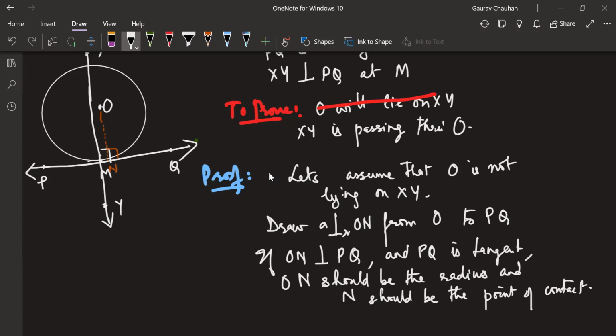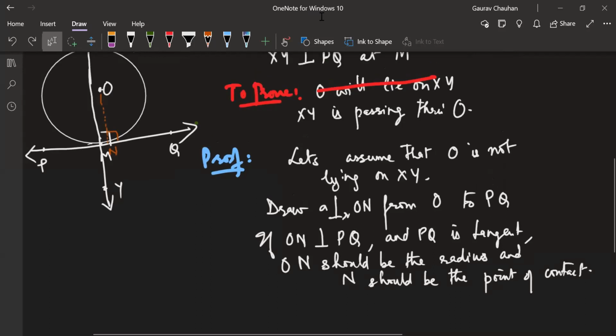Are we getting this? It cannot be something else. This perpendicular should be the radius and N should be the point of contact, which means basically N and M have the same points. I'm not sure if I explained properly. How are you guys feeling about this? Anyone else? Riza has given me a thumbs up. MG is clear. Okay.